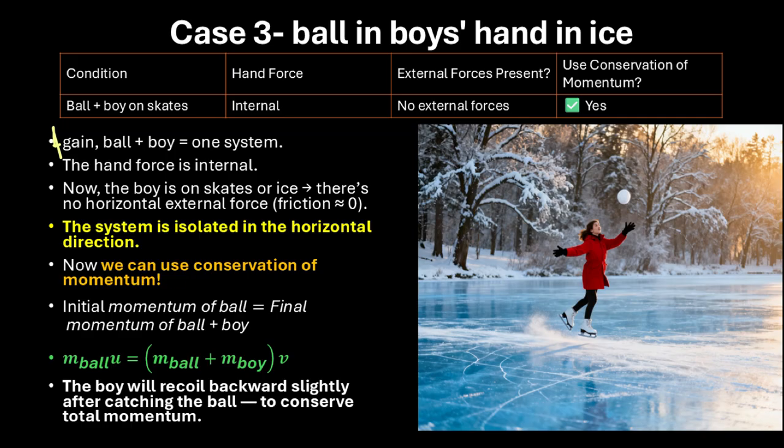Now we can use the conservation of momentum here. Initial momentum of the ball will be equal to final momentum of the ball plus boy. Why? Because we consider the ball to be at rest in the beginning. So mass of ball into initial velocity of ball will be equal to mass of ball plus mass of boy into final velocity. The boy will therefore recoil backward slightly after catching the ball. Why? Exactly, it would be to conserve the total momentum.